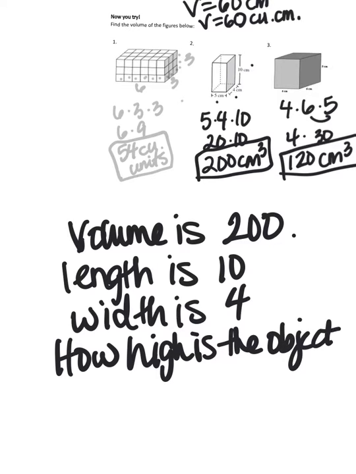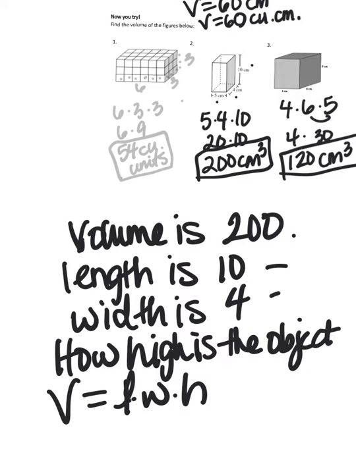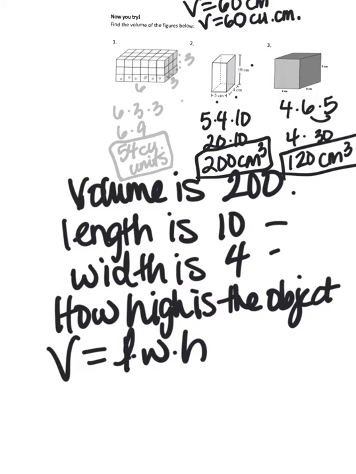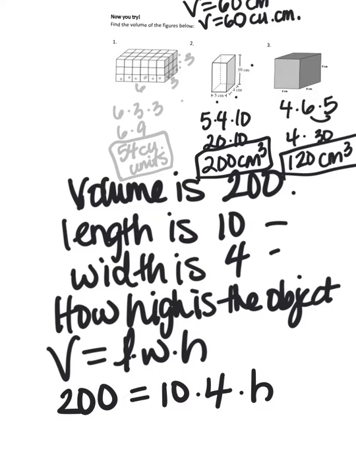So remember what you've got. Volume equals length times width times height. Okay? And we know 2 of those. So you just pop that right in. So you know that that volume is 200. You know that the length is 10. The width is 4. The height is what we don't know. Okay? So 200 equals 10 times 4 is 40 times something.